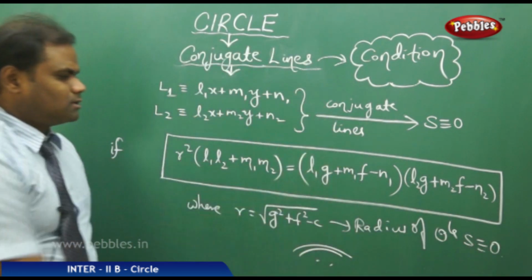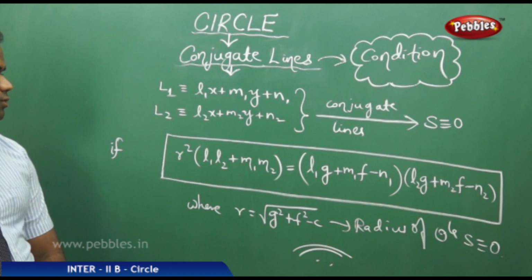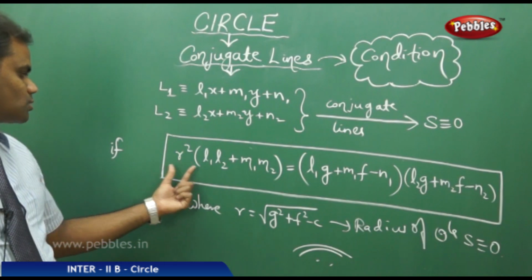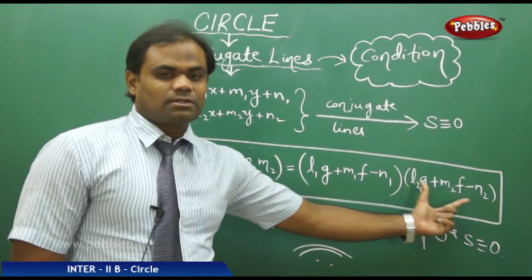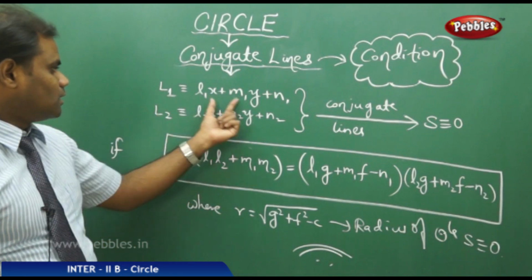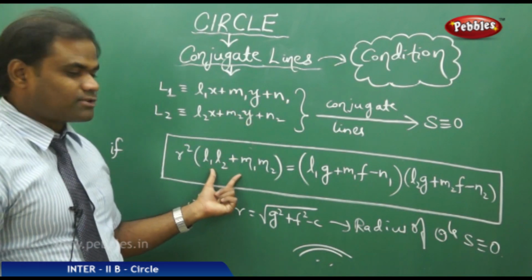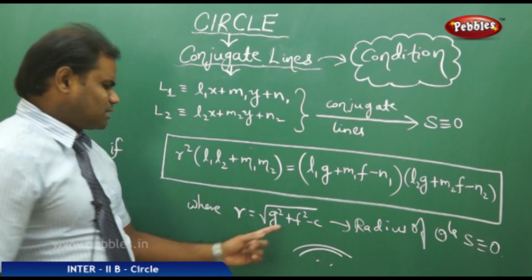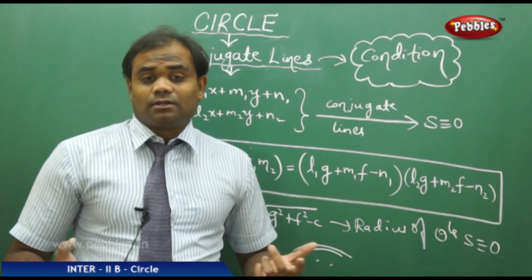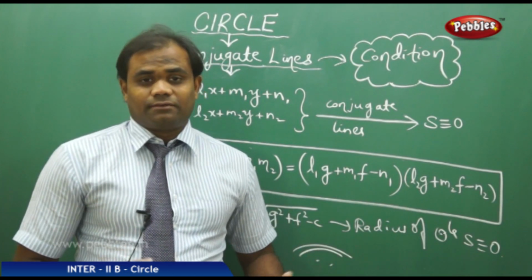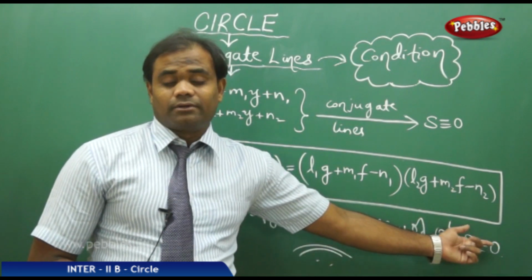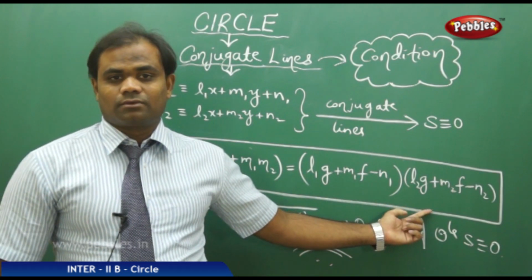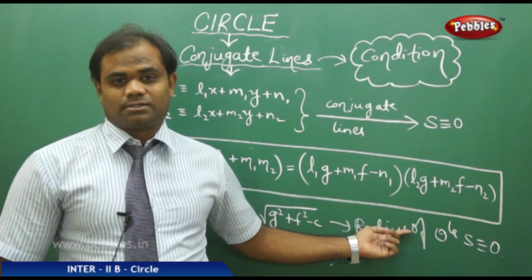circle. So the condition here is that for two lines to be conjugate with respect to the circle S equal to 0, R squared into this must be equal to this times this, where L1, M1 and N1 and L2, M2, N2 are extracted, and R, which is given by the formula root of G squared plus F squared minus C, is the radius of circle which we find using G, F and C extracted from the general equation of circle. The condition for existence of two lines to be conjugate is this.